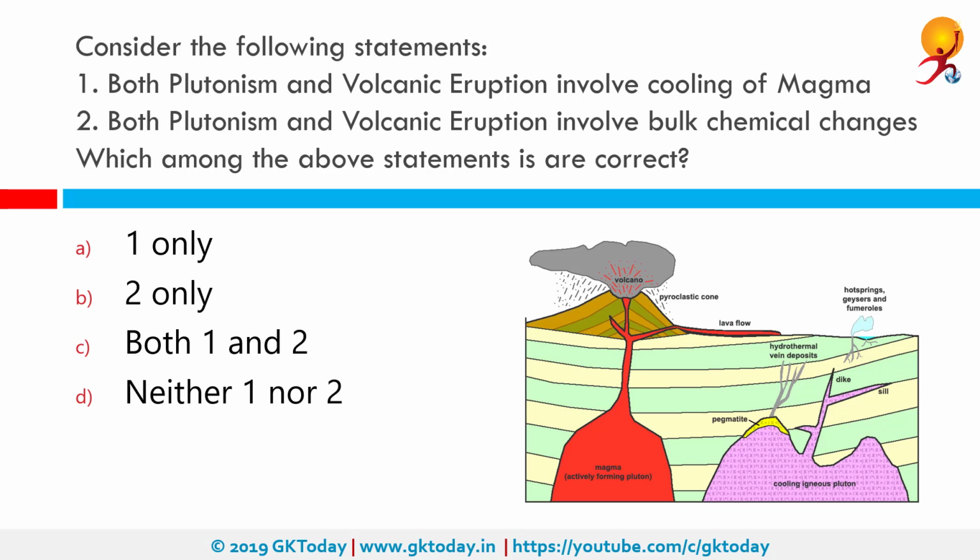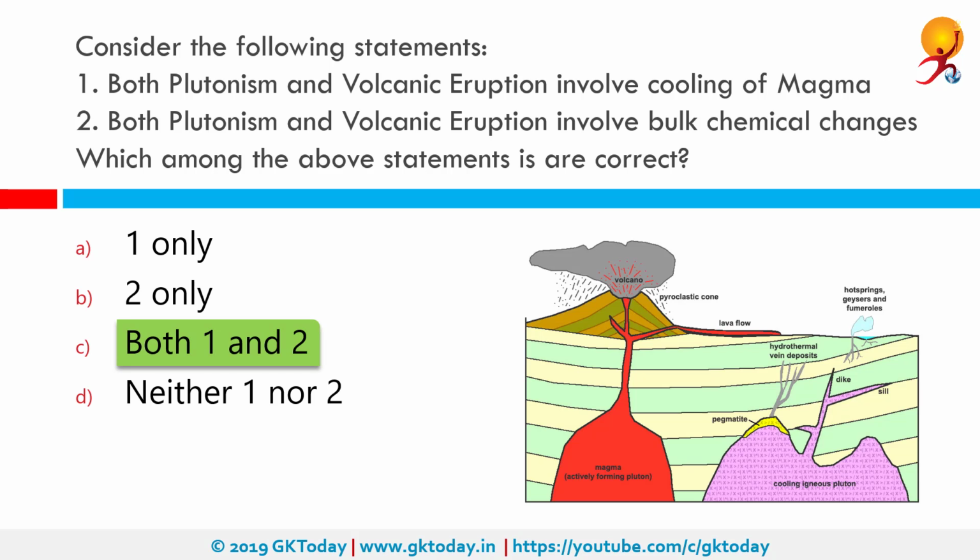Consider the following statements. 1. Both plutonism and volcanic eruption involve cooling of magma. 2. Both plutonism and volcanic eruption involve bulk chemical changes. Which among the above statements is correct? The correct answer is both of them are correct.